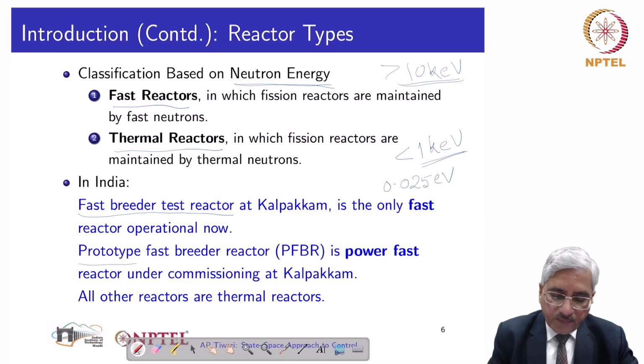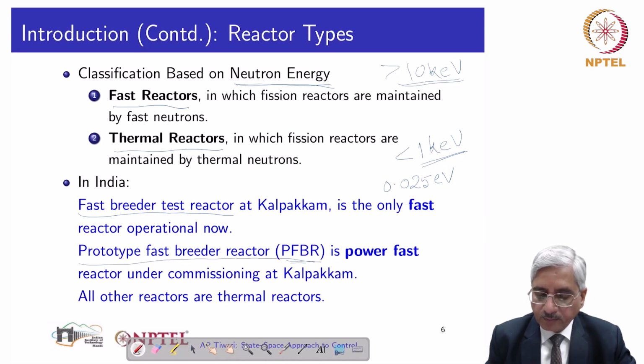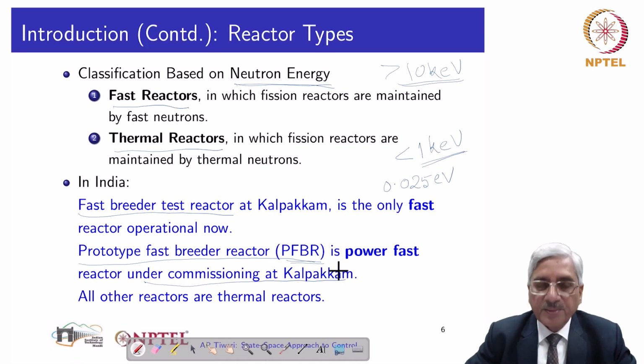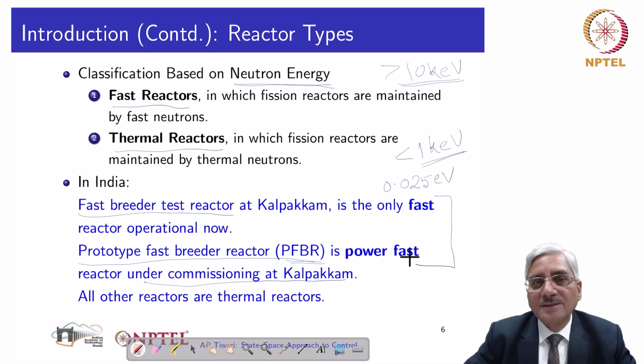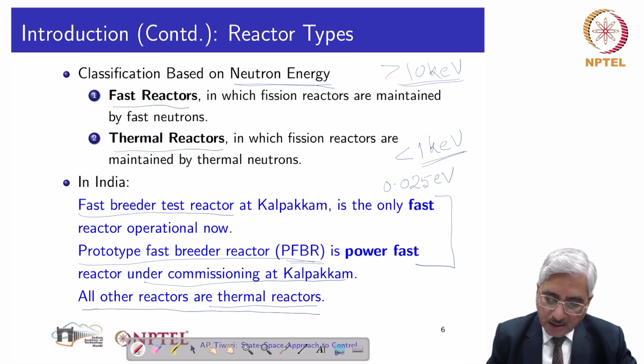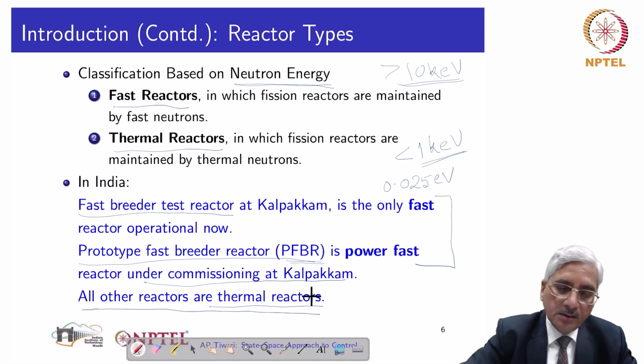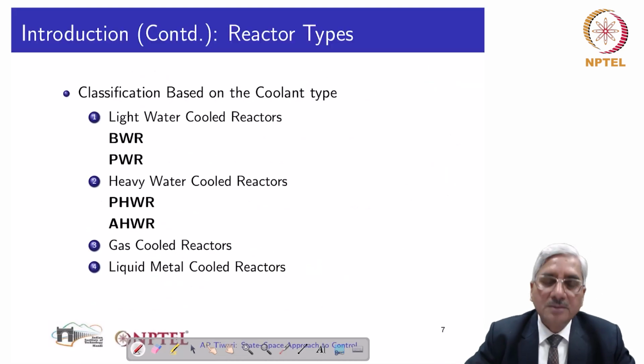Of course, a prototype fast breeder reactor, PFBR, 500 megawatt, is under commissioning at Kalpakkam, same place, a few kilometers away from the fast breeder test reactor, and in the vicinity of the Madras Atomic Power Station, which is a PHWR unit. So these are the only two fast reactors in our country, in India. All remaining reactors are thermal reactors. We keep this in mind.